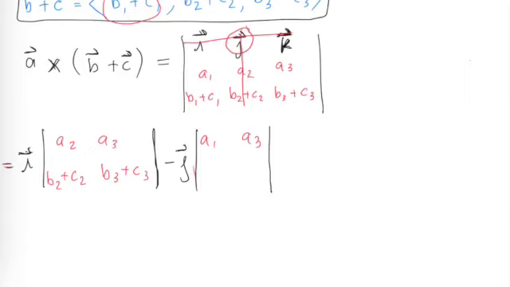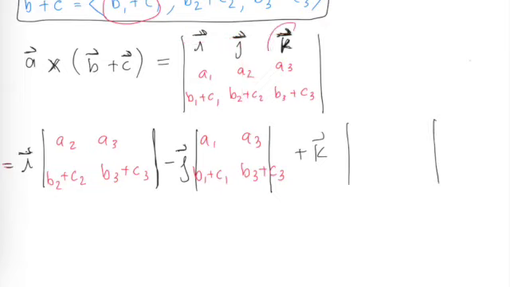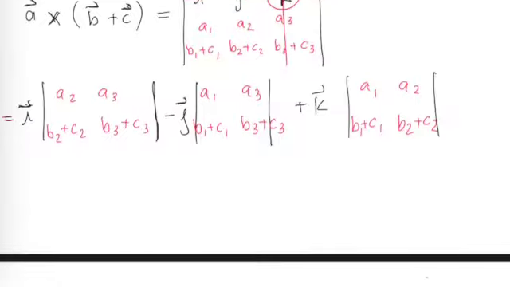and then we are going to add the k vector times its 2 by 2 determinant. So we'll eliminate the row and column containing the k, and the resulting 2 by 2 matrix that remains is A1, A2, B1 plus C1, B2 plus C2. And now we will go ahead and calculate those determinants.